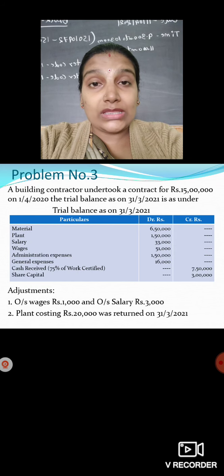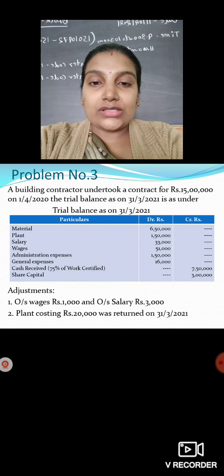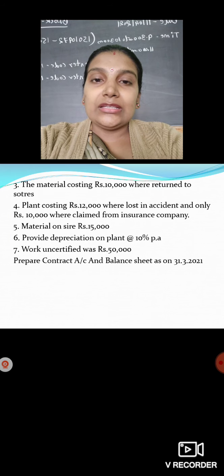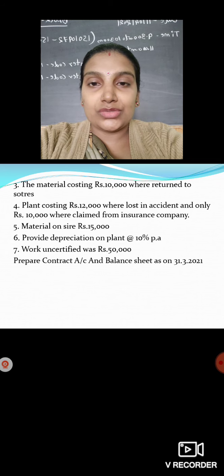Okay, now I come to adjustments. Outstanding wages you have 1,000, outstanding salary we have 3,000. Then plant costing rupees 20,000 was returned. Okay, 20,000 we have returned. Then the material costing rupees 10,000 was returned to stores. We have returned to stores here.